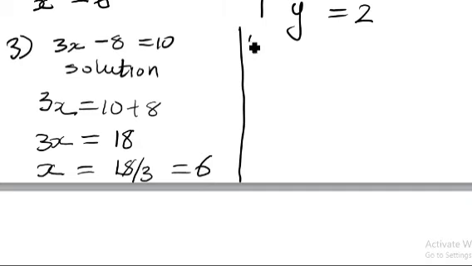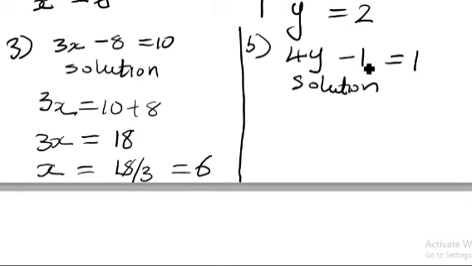Example 3b. Let's do one in the B part. Let's use y: 4y minus 1 equal to 1. Solution.